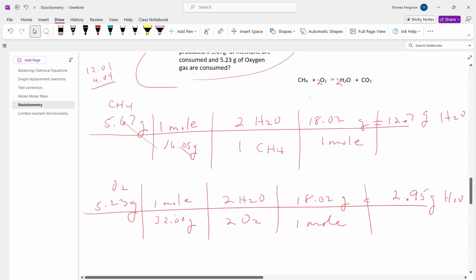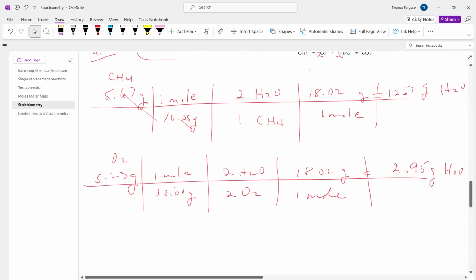So which is going to be in excess, methane or oxygen? Methane is going to be in excess. So the oxygen is going to be totally used up, and we have leftover methane. So the next calculation is how much is left over. How much of the methane did we use if we use 5.23 grams of oxygen?